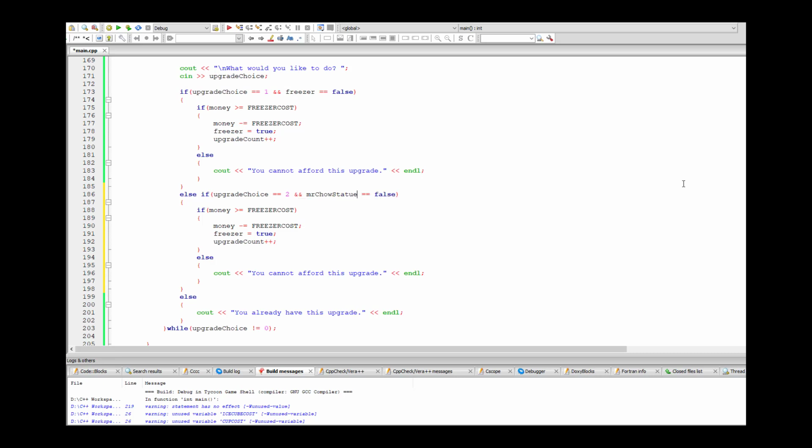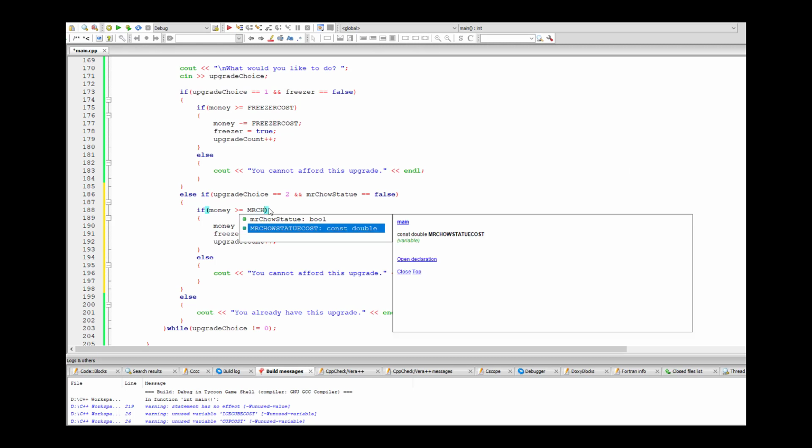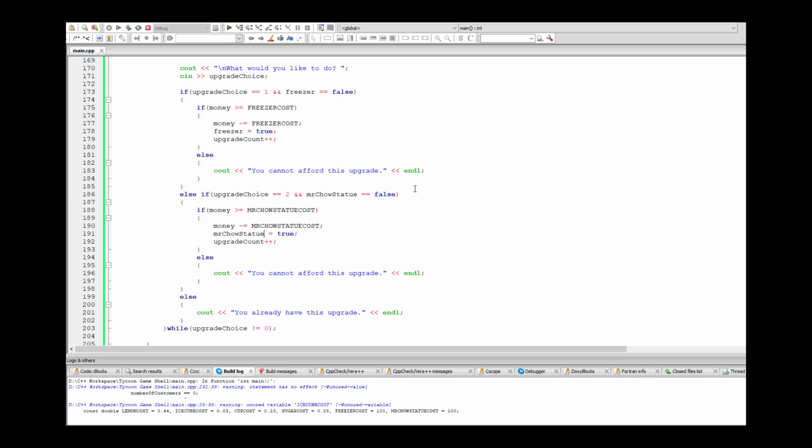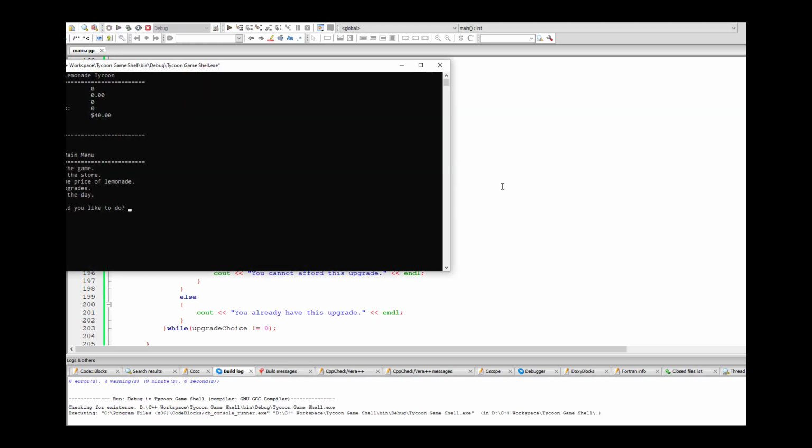So if Mr. Chow statue is false, then money is equal to, we're going to check the Mr. Chow statue cost. Sorry, I got distracted for a moment there. Mr. Chow statue cost, the Mr. Chow statue is equal to true, upgrade count +1. Okay, now the problem is that if the user goes, this is where I got distracted here.